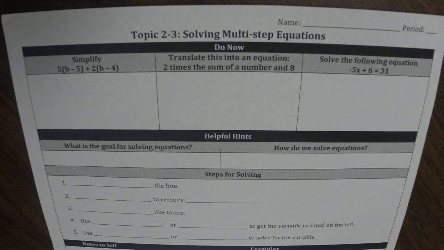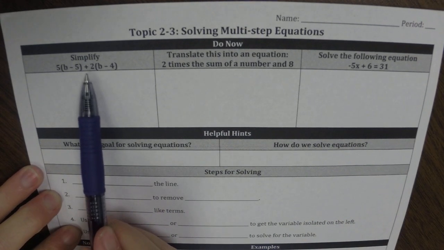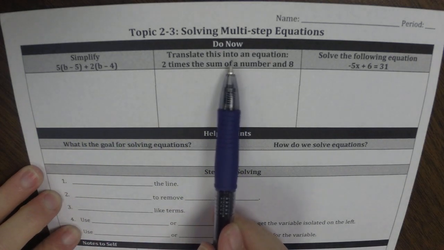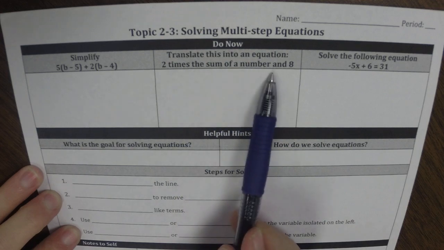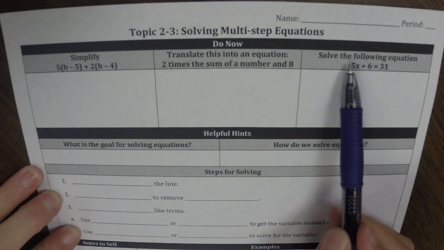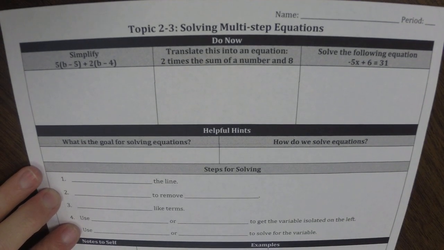At this point, you should have already completed one-step and two-step equations, and so now we're going to talk about solving multi-step equations. As usual, you have your three do-now problems at the top. You have a review over distributing and combining like terms, a review over translating a word sentence into an equation or an expression, and then this is a two-step equation that you should already know how to solve.